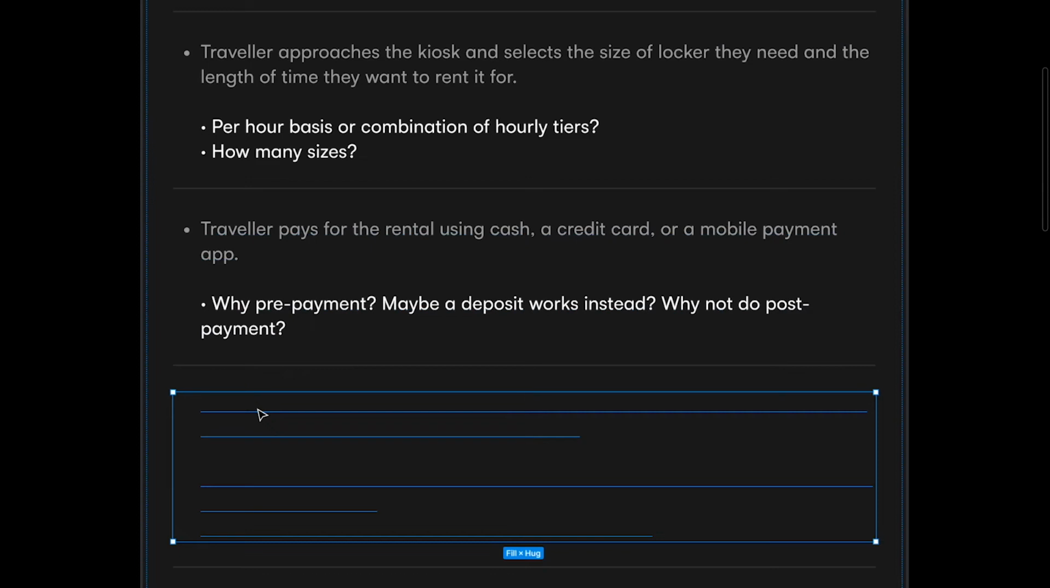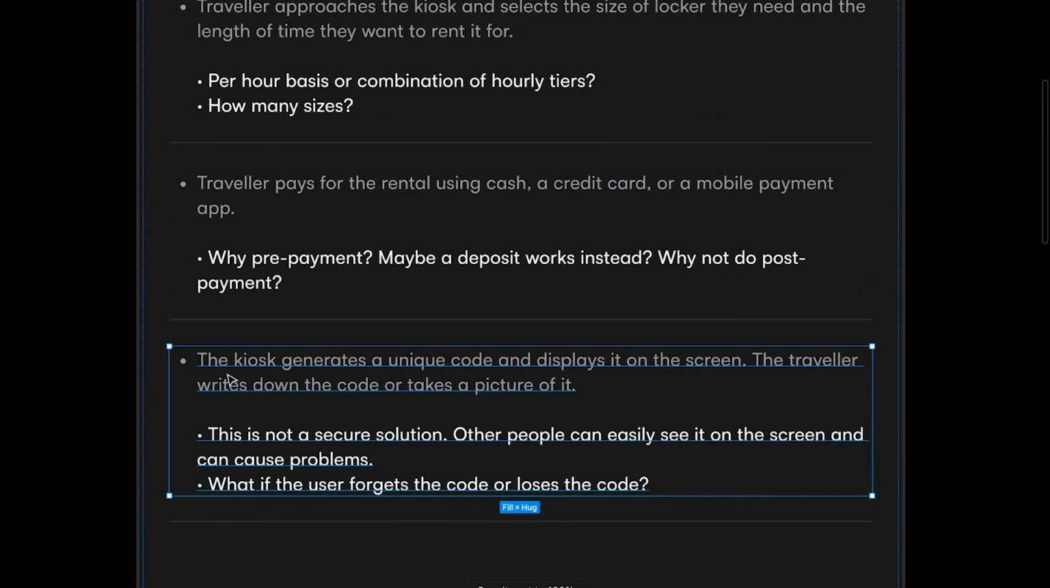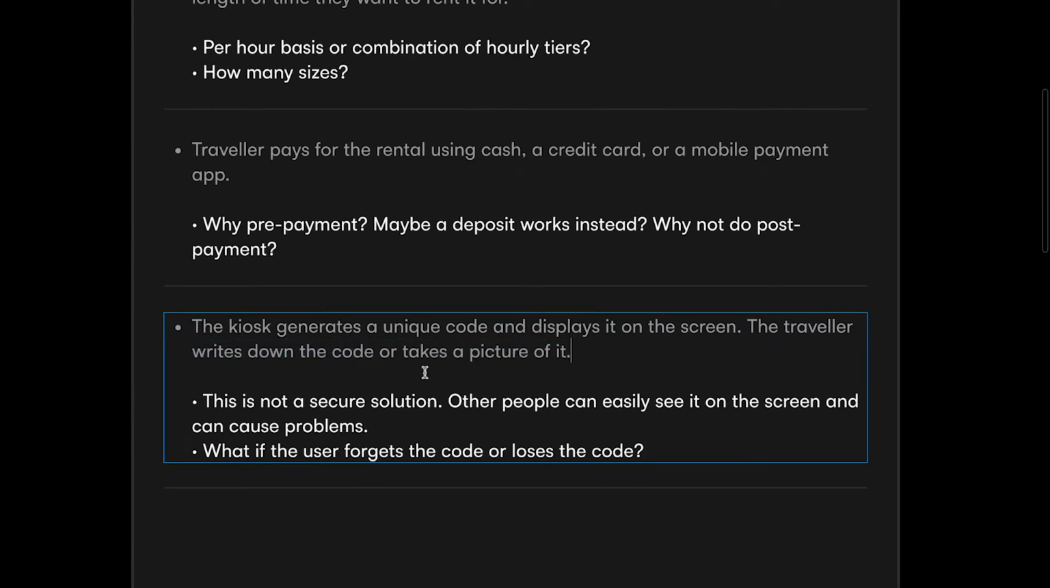Perfect. So I've paid for it, and now the kiosk generates a unique code and displays it on the screen. Okay, and this is obviously the kiosk screen. The traveler writes down the code or takes a picture of it. All right. Now, this is not a secure solution, because other people can easily see it on the screen, and this can cause problems. It's quite obvious, right? And what if the user forgets the code or loses the code? What do you do then? This question keeps coming up again and again. So is there a better way to solve this? Maybe, I don't know.